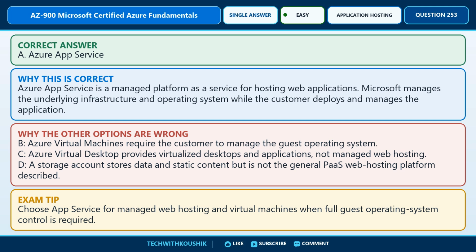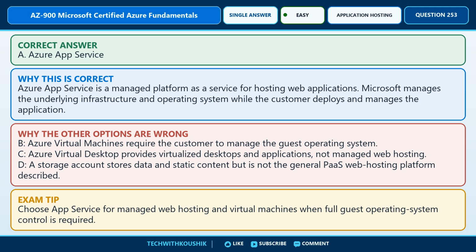Here's why the alternatives are not suitable. B. Azure virtual machines require the customer to manage the guest operating system. C. Azure Virtual Desktop provides virtualized desktops and applications, not managed web hosting. D. A storage account stores data and static content, but is not the general purpose web hosting platform described.